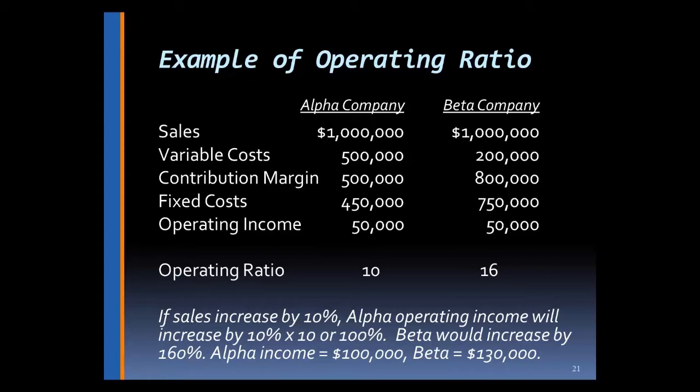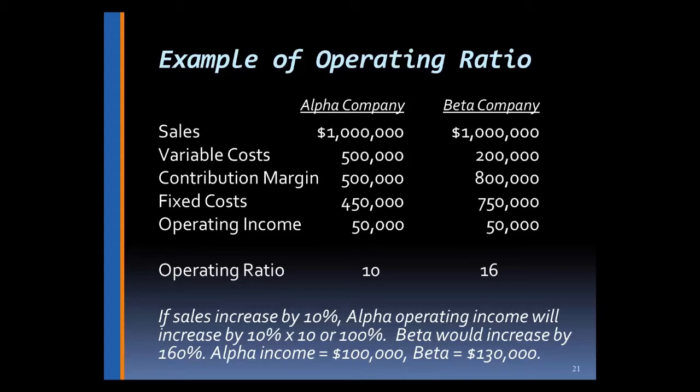So the operating income of Alpha would increase by 100%. 100% times 50,000 would be a new Alpha income of 100,000. Beta's would multiply by 160%, so their new operating income would be 130,000. Because 60% of 50,000 is $80,000. If you don't believe that, put it in your calculator.